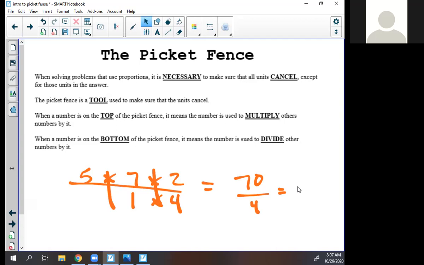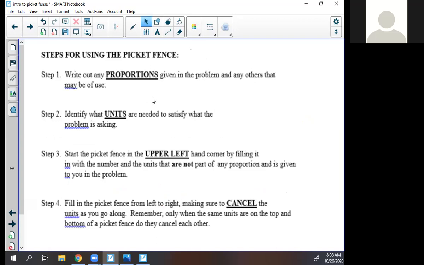Okay, here we go. Sorry. Multiply the ones on the top, then you divide by the ones on the bottom. All right, next. Okay, now the steps for using the picket fence are as follows. Will you fill those in?